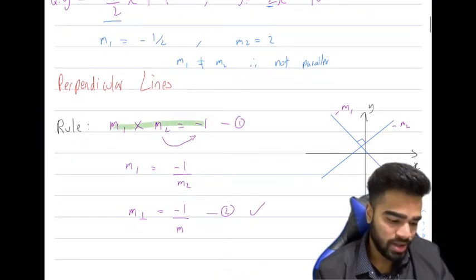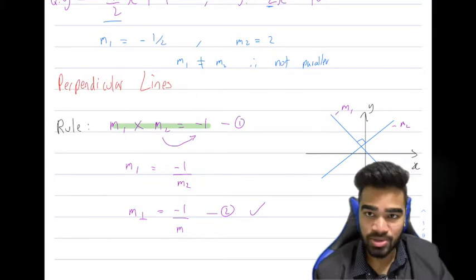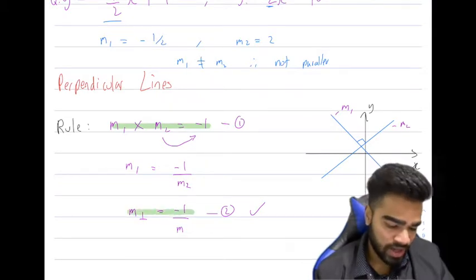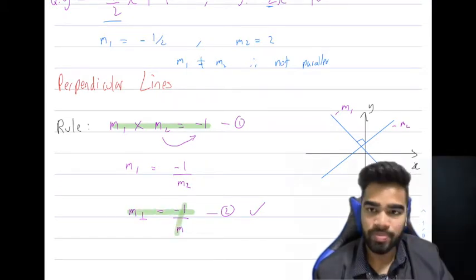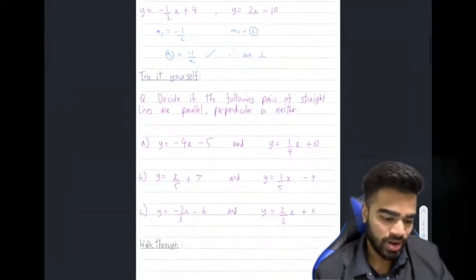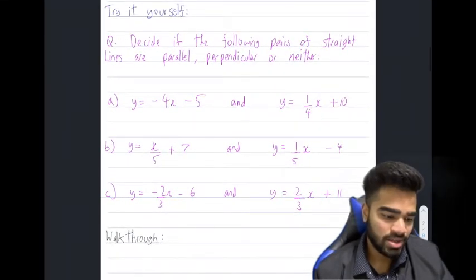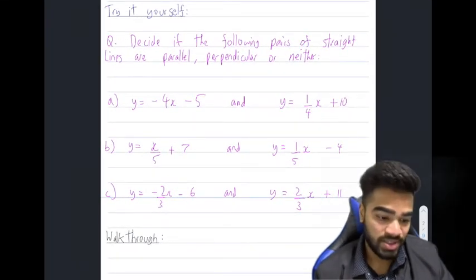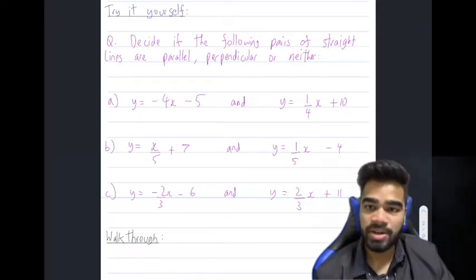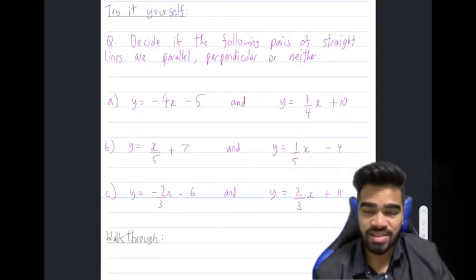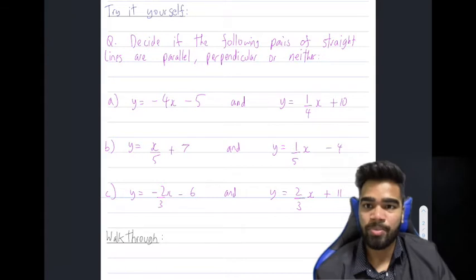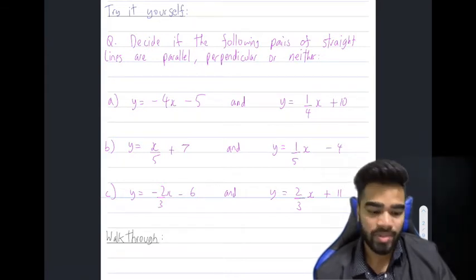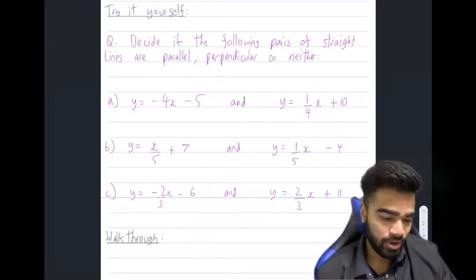For perpendicular lines, it's either this rule, m1 times m2 is negative 1, or the perpendicular gradient is equal to negative 1 over m. Okay, so 2 rules. All right, so it's your turn. Tell me if these pairs of lines are parallel or perpendicular, or neither of them. There's a chance that the 2 graphs don't have to be parallel or perpendicular, so it could be neither. All right, so pause the video and have a go.